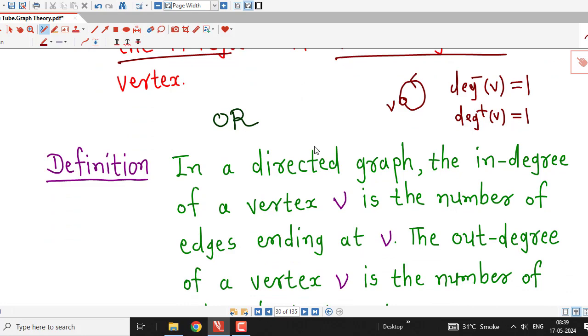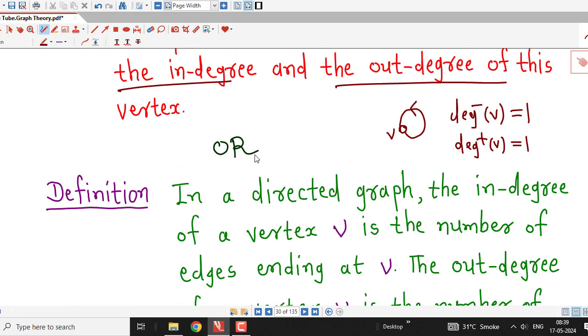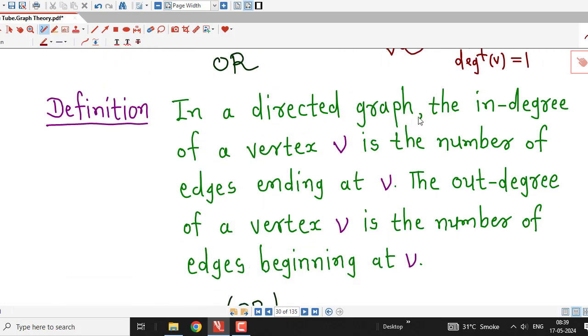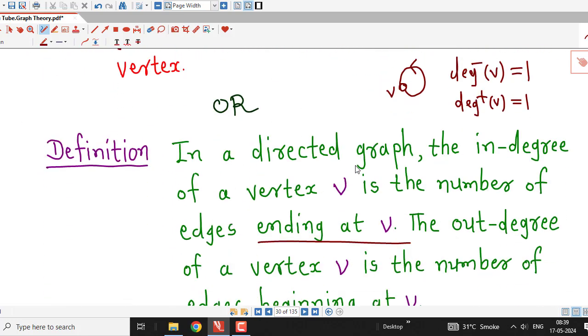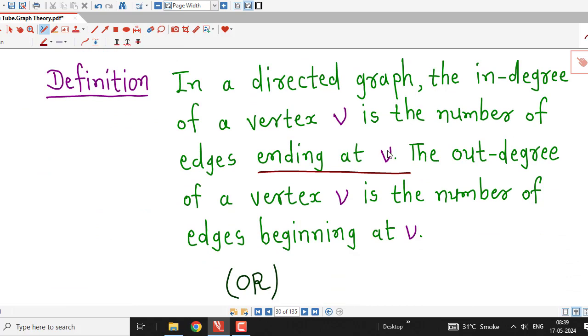We can write this definition in 2 different ways also. In a directed graph, the in degree of a vertex v is the number of edges ending at v. The number of edges which are ending at vertex v are those edges whose terminal vertex is v. So instead of writing in this way, we can write that in degree is the number of edges ending at v, and similarly out degree of a vertex v is the number of edges beginning at v.